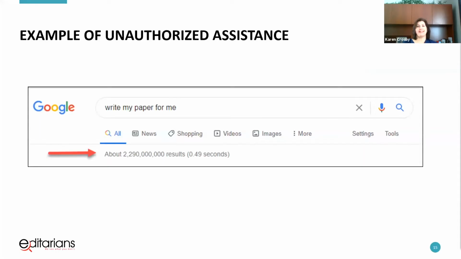An obvious example of unauthorized assistance is getting somebody else to write your paper, and you do not have to look far. This is how many results my quick Google search turned up for "write my paper for me." There is absolutely no gray area here. This is a deep black hole, and your toes should never be anywhere near the edge of it.